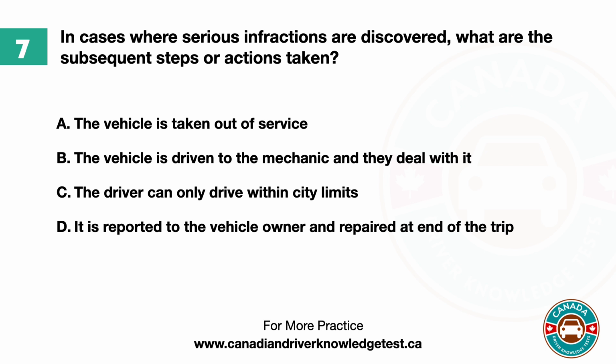Question 7. In cases where serious infractions are discovered, what are the subsequent steps or actions taken? A. The vehicle is taken out of service. B. The vehicle is driven to the mechanic and they deal with it. C. The driver can only drive within city limits. D. It is reported to the vehicle owner and repaired at end of the trip. The answer is A. The vehicle is taken out of service.